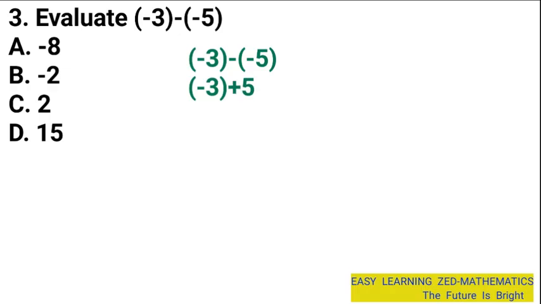At this stage, you can also get rid of the brackets which are covering -3. So you can say negative 3 plus negative 5. Then when you evaluate that, negative 3 plus 5 is going to give us positive 2. So the answer was C. Okay, let's go to the next question.